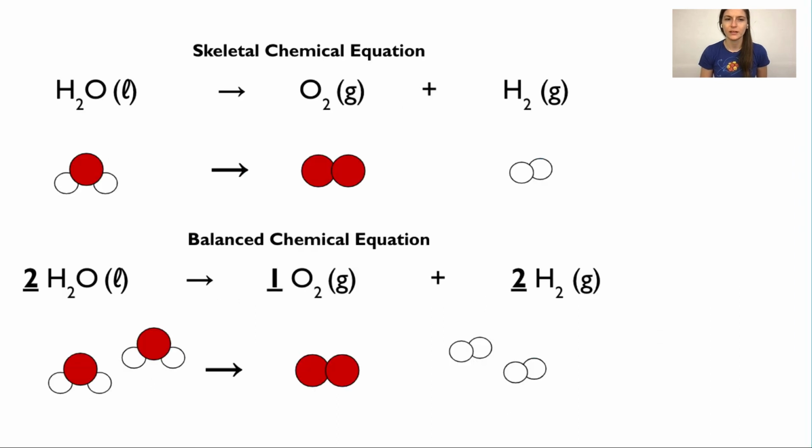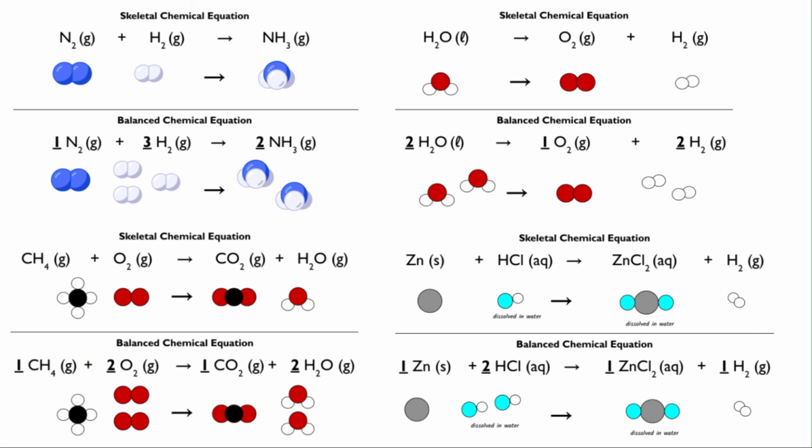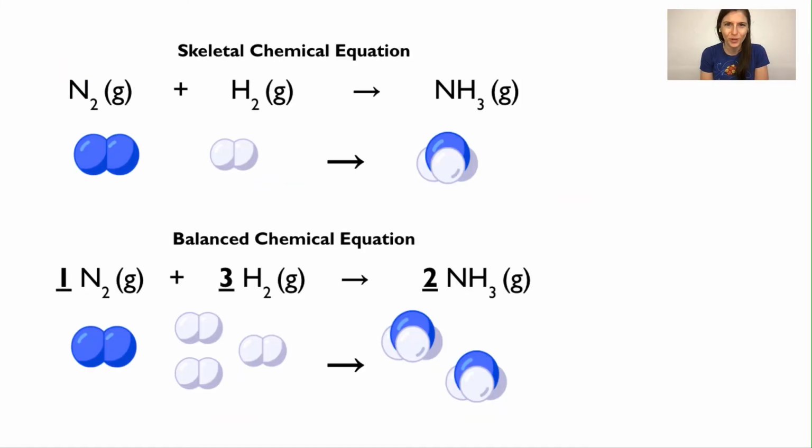And finally, our decomposition of water. Compare the skeletal chemical equation to the balanced chemical equation. What do you notice in all four of these examples is different between the skeletal and the balanced chemical equation? So, what did you notice between the skeletal chemical equation and the balanced chemical equation?